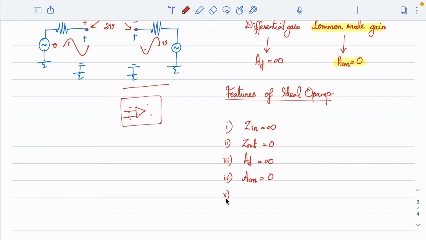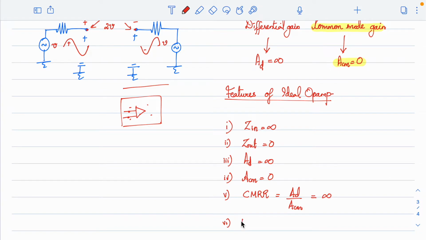And if you have differential gain and common mode gain, there is another performance metric, a figure of merit, which we call the common mode rejection ratio, written as AD divided by ACM. So common mode rejection ratio is nothing but the ratio of differential gain to common mode gain. Can you tell me what should be the ideal value of common mode rejection ratio? Can I get your response in the chat? Yeah, it should be very high, or rather it should be infinity.